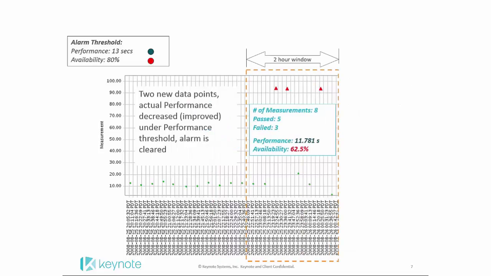More time happens, more measurements come in, and at this point we've got some fast measurements that have happened, and the performance average drops. So now I'm below my performance threshold. That's when you'd get a now OK message telling you performance is returned to normal. Availability is still in breach, so we haven't got a now OK message there.